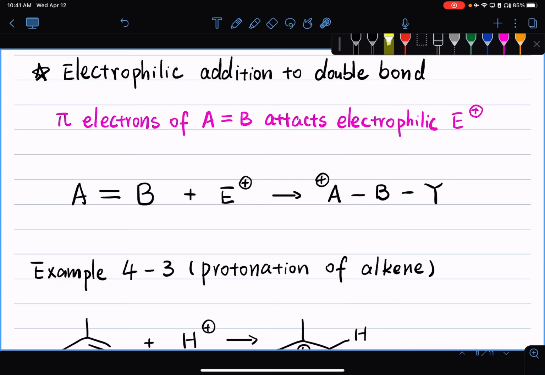The last example we're going to do together is called electrophilic addition to double bonds. So now we come to the special part about a double bond. We have pi electrons in our double bond. AB is a generalized form. The pi electrons in your double bond can also act as a nucleophile.